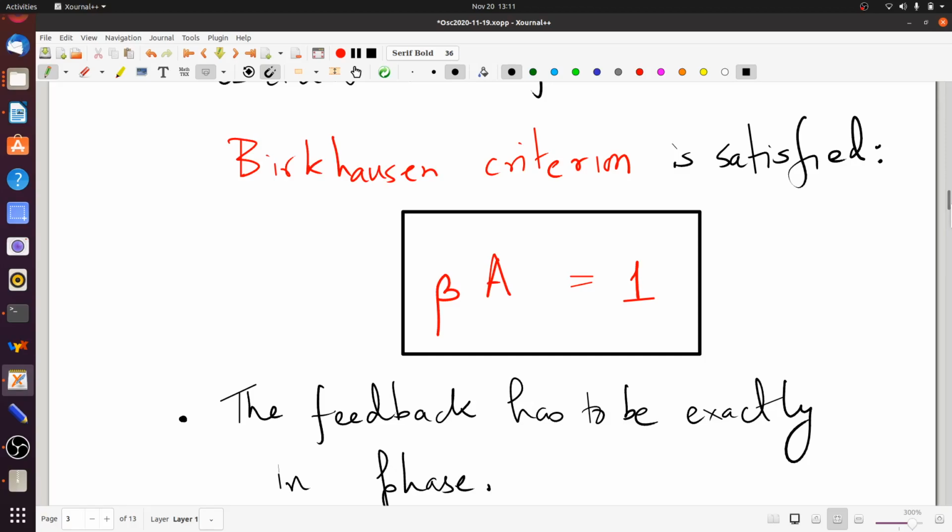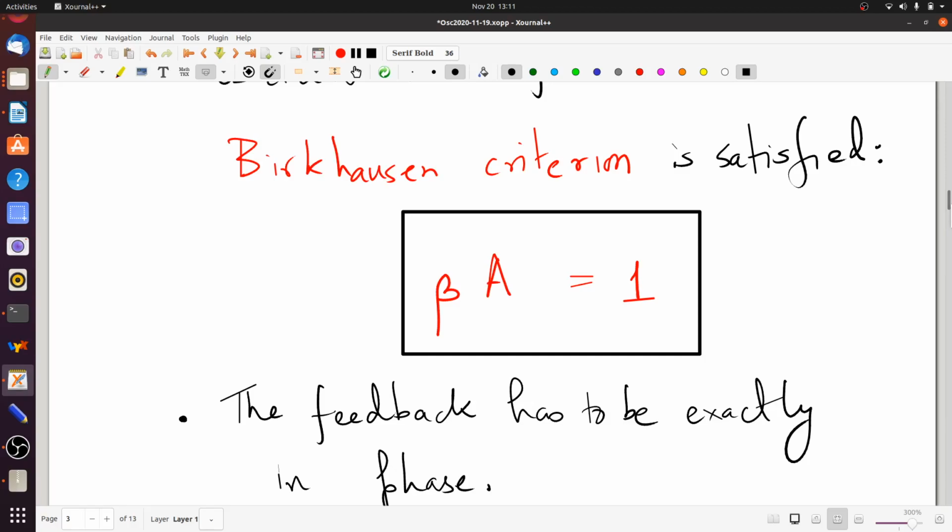Now if you don't want that to happen, what you need is a situation like this. You need beta A to be bigger than 1 when the output is small. So small output goes through the circuit, becomes slightly bigger, and keeps on increasing. However, once the output becomes large enough, you want beta A to become smaller, so that now beta A can become exactly equal to 1 and the circuit self-sustains at a large, measurable and useful output oscillation voltage.